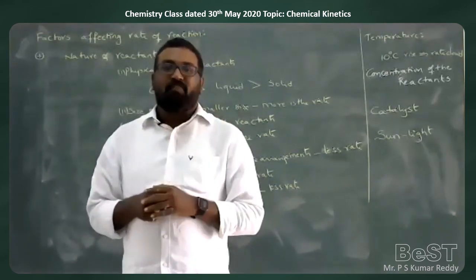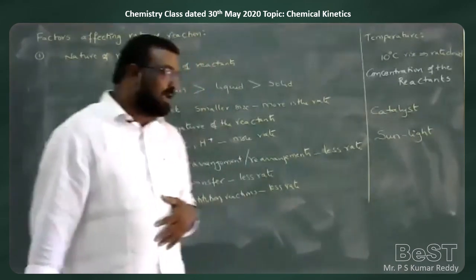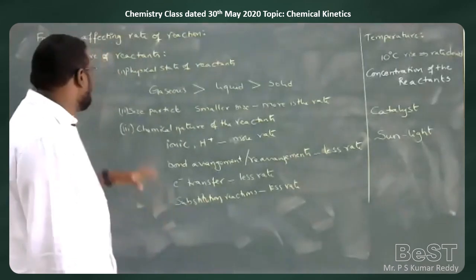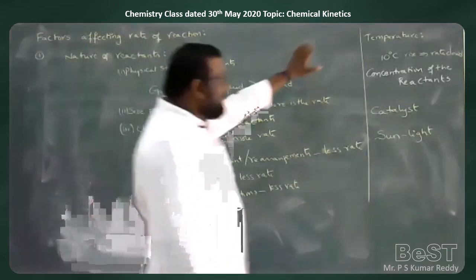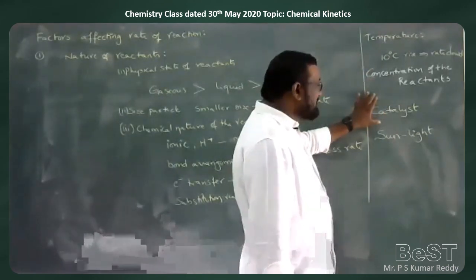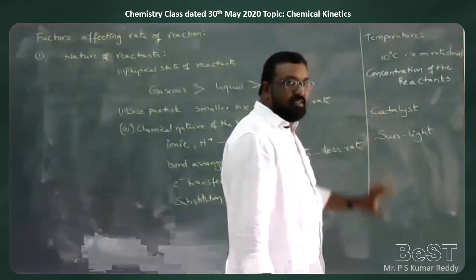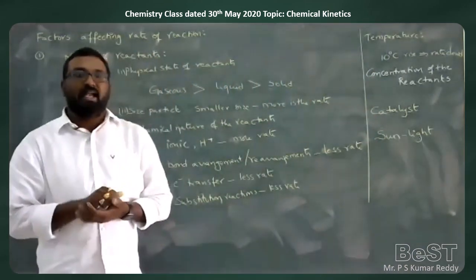So these are the factors influencing the rate of reaction. What are the factors influencing the rate of reaction majorly? That is the nature of the reactants, then temperature, concentration of the reactants, catalysts, and sunlight. These are the factors which affect the rate of reaction.